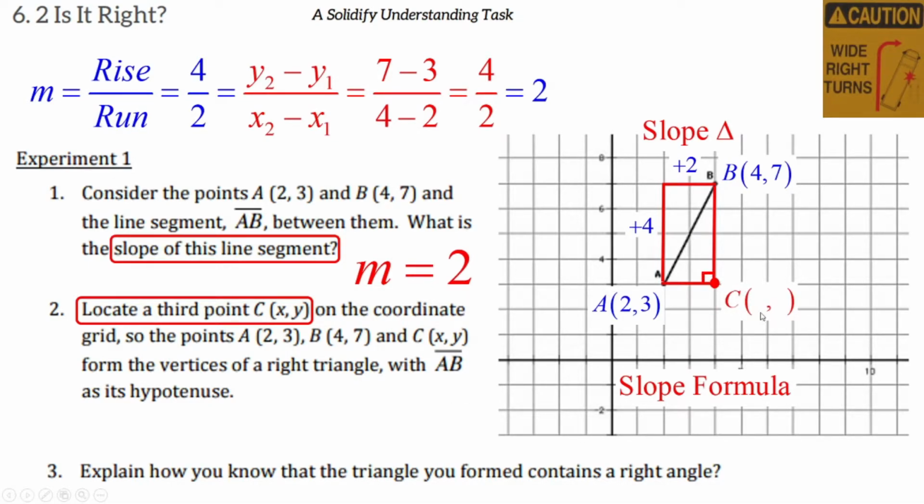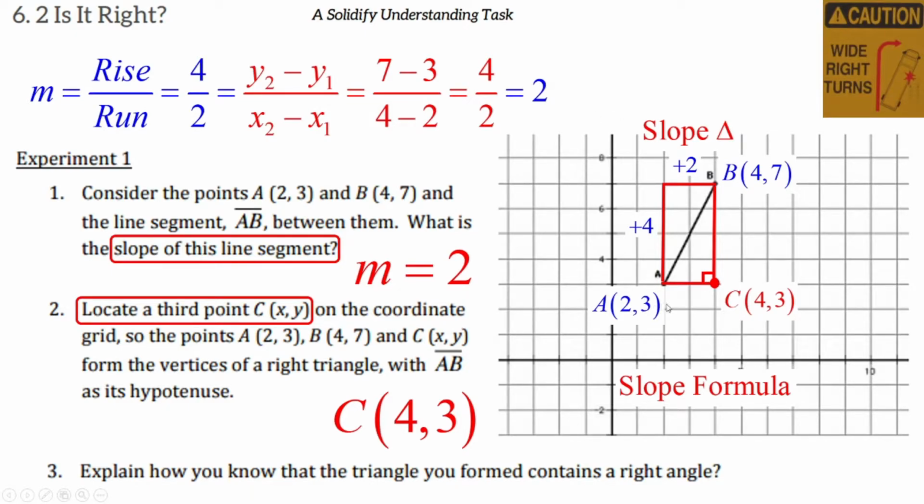And what are the coordinates of C? Well, the x-coordinate is 1, 2, 3, and 4. And the y-coordinate is 1, 2, and 3 right there. Okay, and great. Now, C is (4, 3). Explain how you know that the triangle you form contains a right angle.